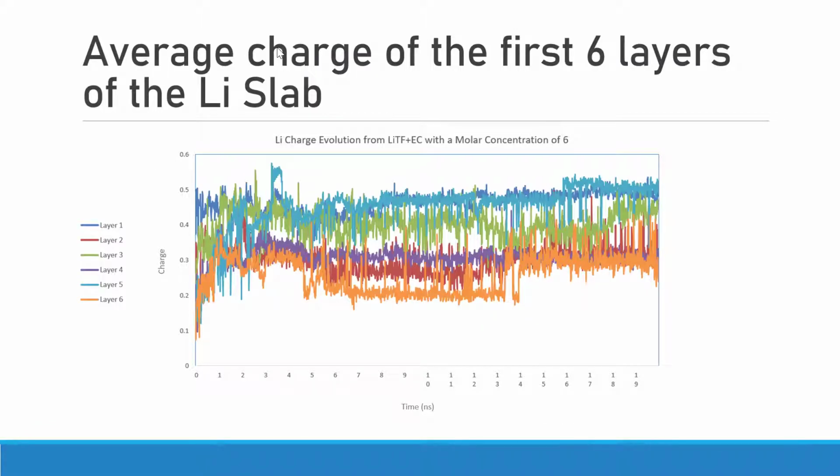Here I have again graphed the average charge of the first 6 layers of the lithium slab of the system with a molar concentration of 6. And unlike the other one, the charge here seems a lot more volatile the entire way through the 20 nanoseconds and doesn't seem to even out the way the other one does.